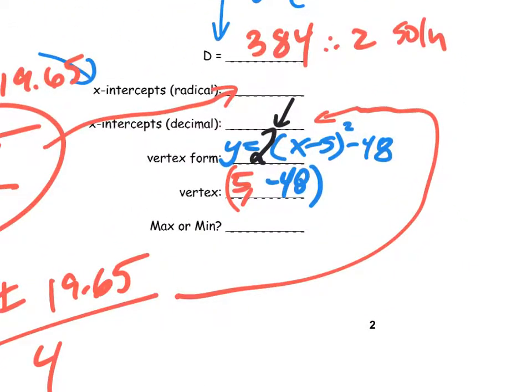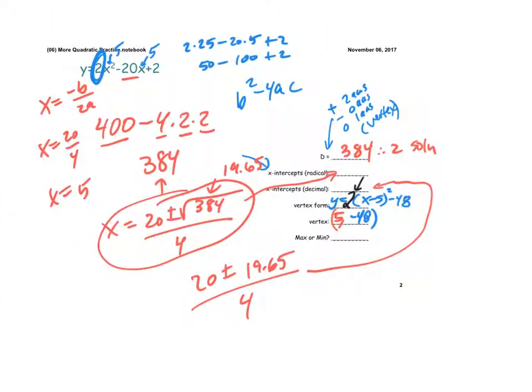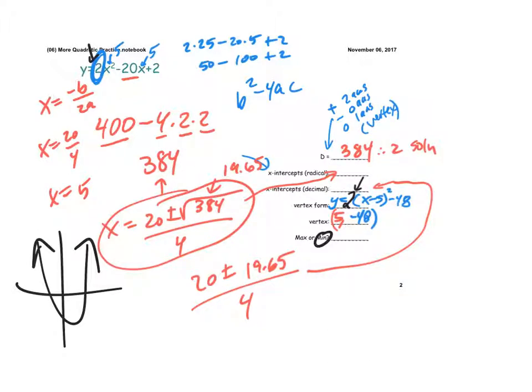And last but not least, does it have a max or a min? Well, from just looking at it, there's no negative in the front. I know this is a right side up parabola. Okay? And if I know it's a right side up parabola, then it has a minimum. And the minimum is at this spot right here. The lowest it goes to is negative 48 if you wanted to put that. But usually all we want you to say is it has a min. Okay, that covers a lot.